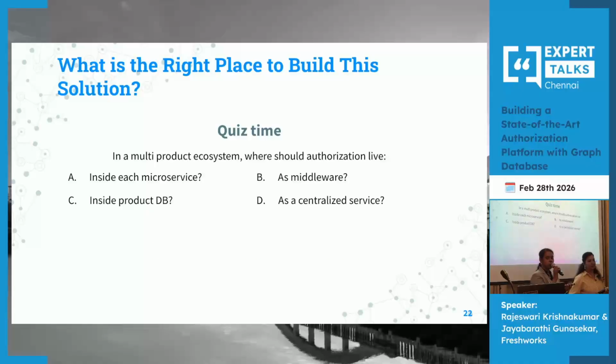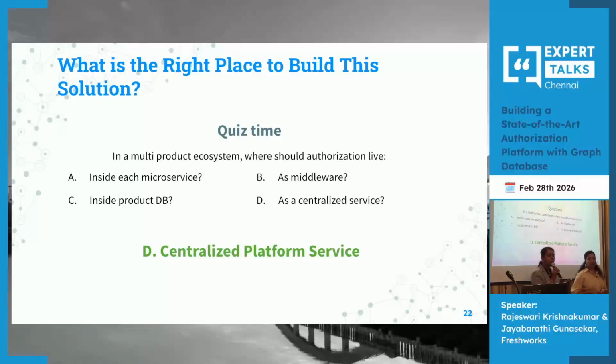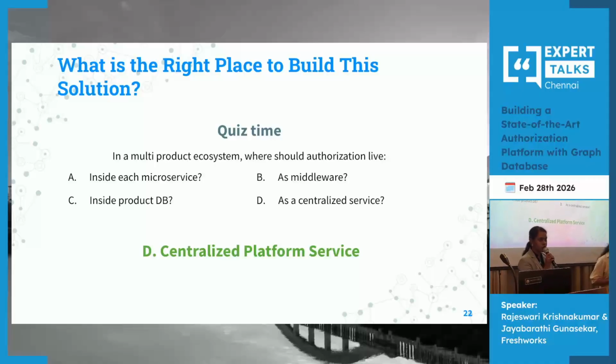Okay. So yeah, it's a centralized platform service where you have a multi-product ecosystem. If it's only a single product, we can go with either of the above options. But when you have multiple products, it will make more sense to keep it at one single centralized place so that everybody else can easily integrate and have the rules at one place.